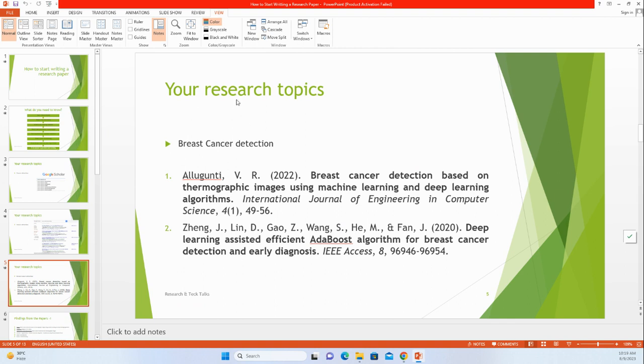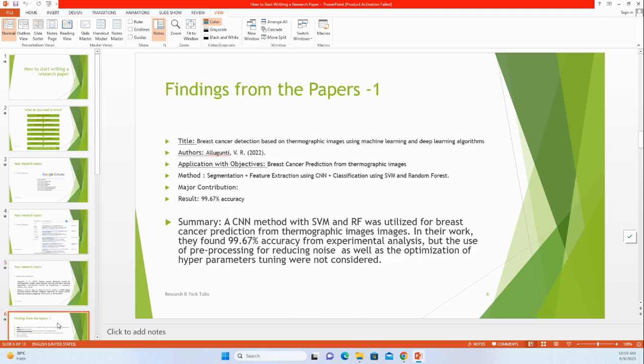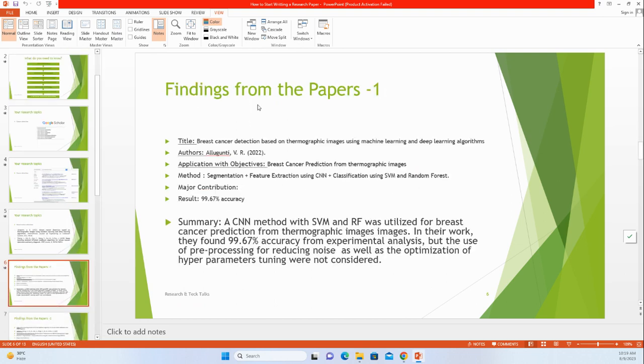So based on this, my first question was, what is your research topic? So my research topic is breast cancer detection. Then go to the study of paper 1 and paper 2, because we need to find the motivation. So from this paper, what are the major findings?